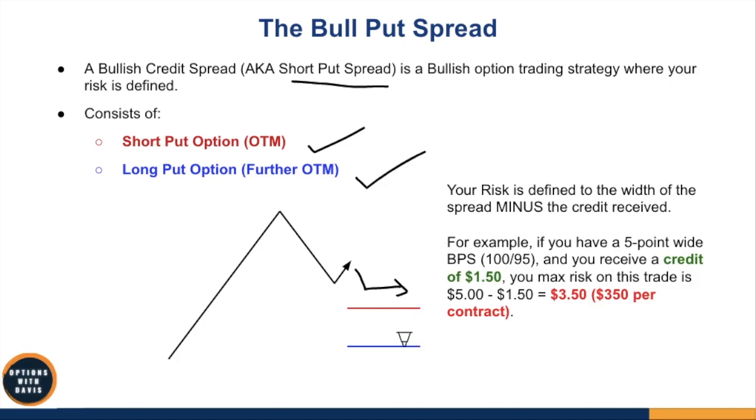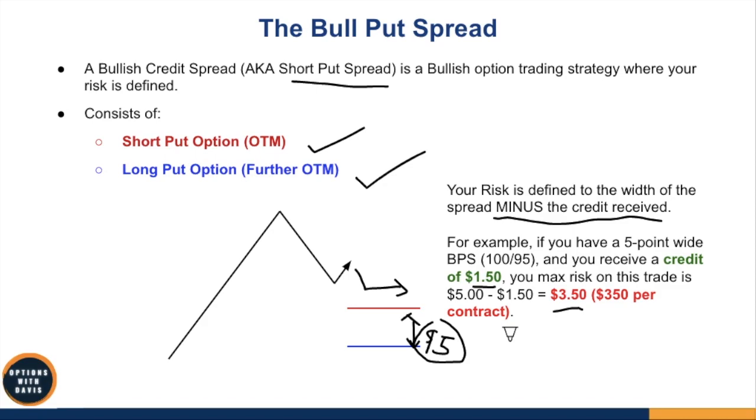Now the next thing you want to understand is that your risk is defined as the width of the spread minus the credit received. For example, if you have a 5-point wide spread, let's say the 195 bull put spread, so this is a 5-point wide spread. The maximum risk will be $5 minus the credit which you receive, which is $1.50, and this gives you a maximum risk of $3.50, which equals $350 per contract, per spread. This is very important to understand because you need to know how to position size your trade accordingly.